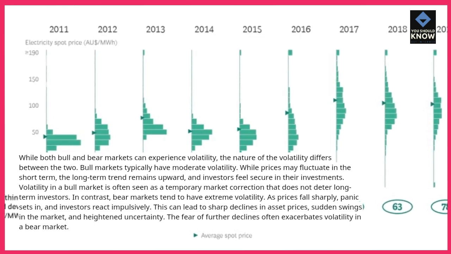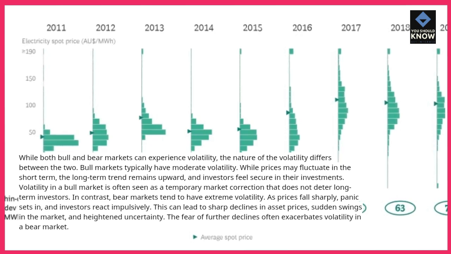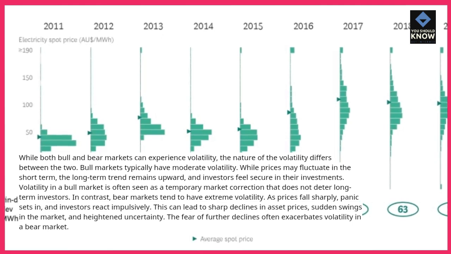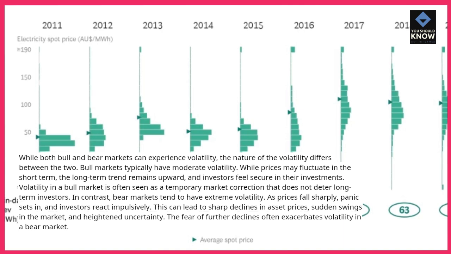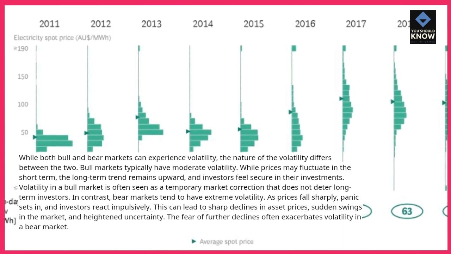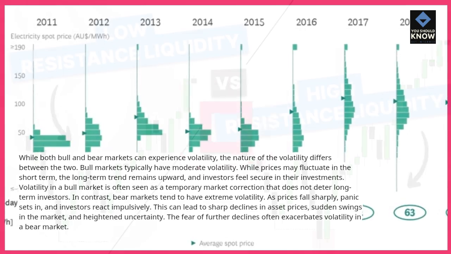In contrast, bear markets tend to have extreme volatility. As prices fall sharply, panic sets in, and investors react impulsively. This can lead to sharp declines in asset prices, sudden swings in the market, and heightened uncertainty. The fear of further declines often exacerbates volatility in a bear market.